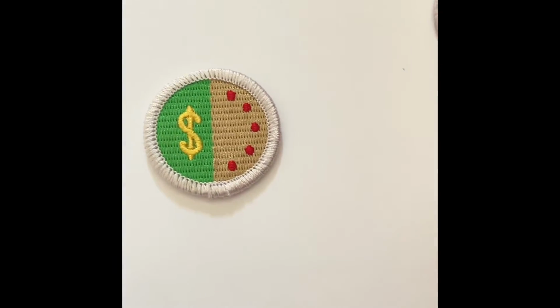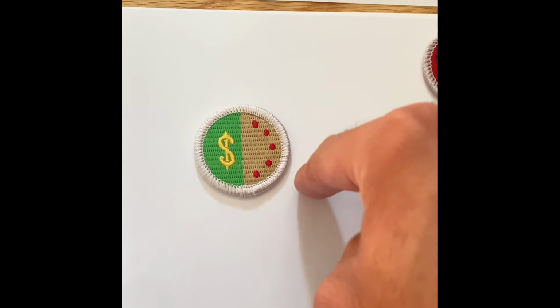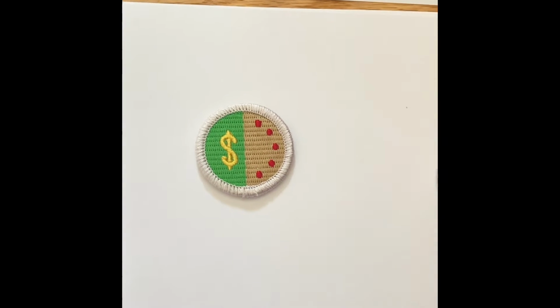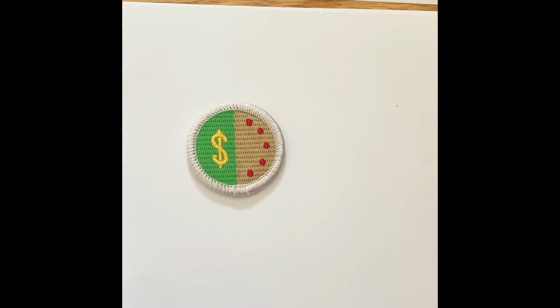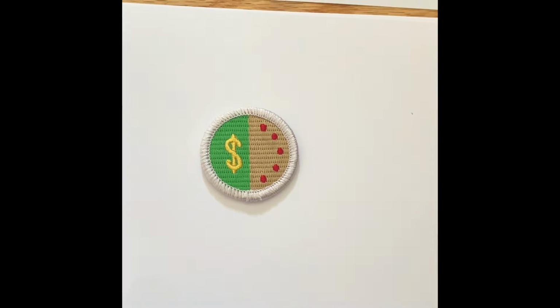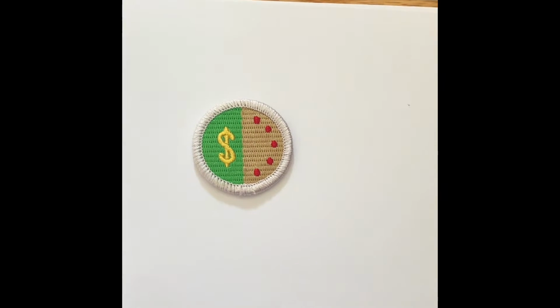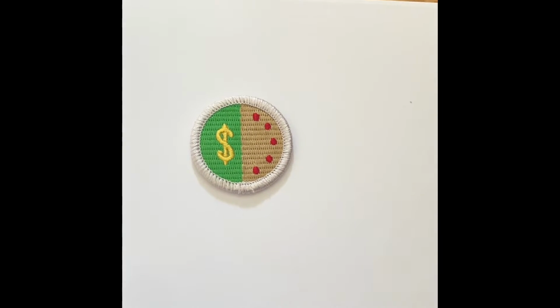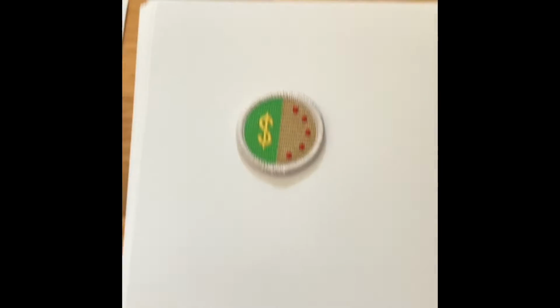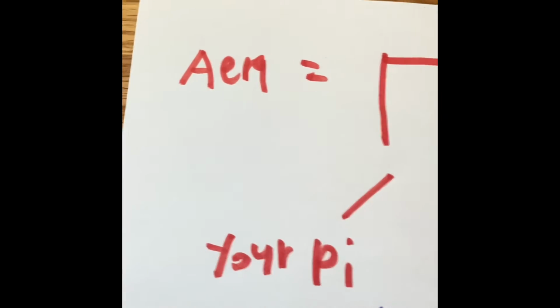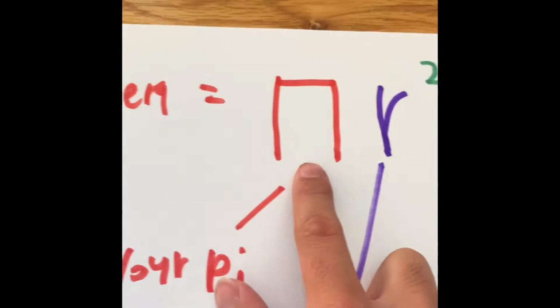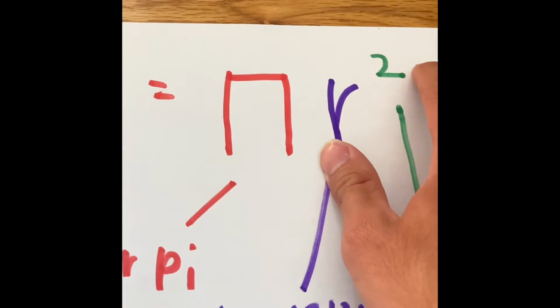The problem is, how are we going to get it on here, and what is the area of it? Well, merit badges are in the shape of a circle, right? So there is a formula that we're going to follow to solve it. The formula is: the area of a circle equals pi r squared.